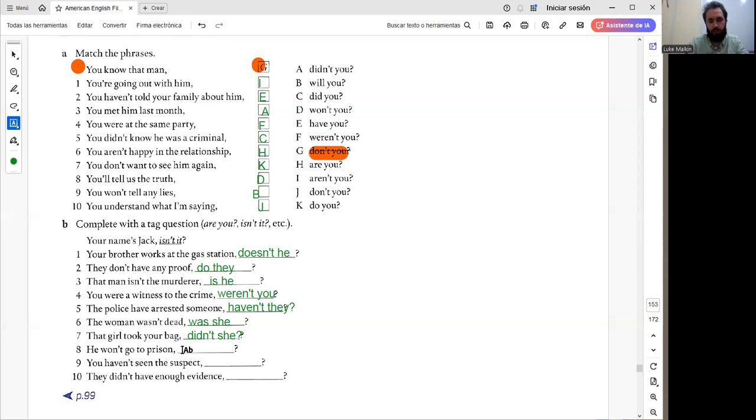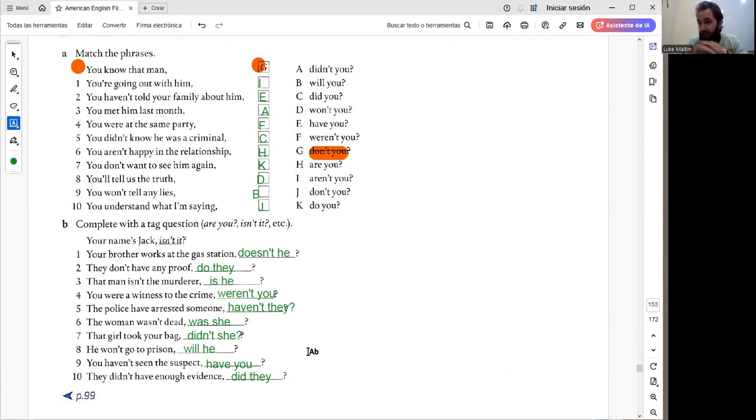Eight, he won't go to prison, will he? It's the future. Nine, you haven't seen the suspect, have you? And ten, they didn't have enough evidence, did they? So, same pronoun, we repeat in the tag, and the difficult part can be to find the right auxiliary, especially for present simple and past simple. For present perfect and future, it's much easier, right? But we need to change from positive to negative or negative to positive. So it works a little bit differently to how it works in Spanish.